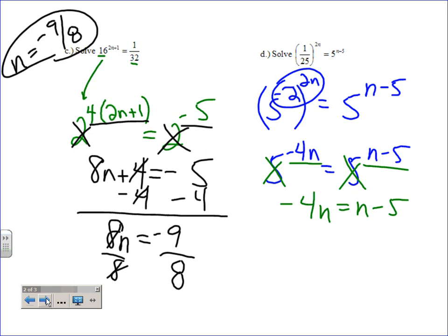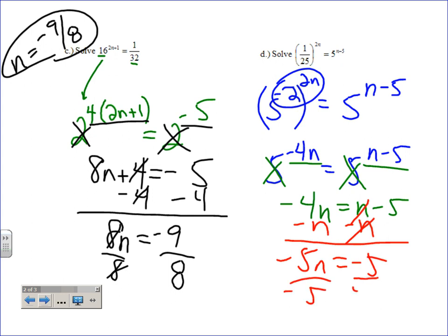What should I do here? A lot of people mess this up. Yeah, subtract the n over. Very good. Some people try and put the 5 with the 4 and just, yeah, I don't know. It gets messed up. Anyways. So, negative 5n equals negative 5, divided by negative 5. And n equals 1. Good job.